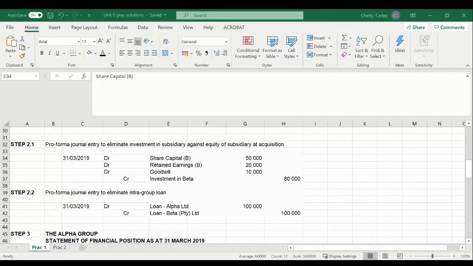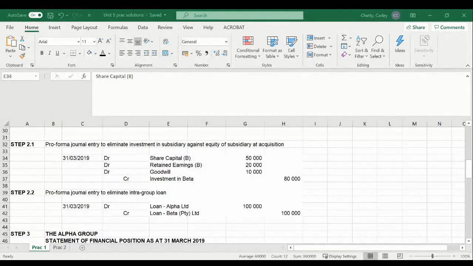What would the situation be if we had paid 60,000 Rand and the equity in Beta was 70,000? If Alpha had paid 60,000 Rand and the equity was 70,000 Rand, what would we do in that situation? Okay, Abdul has gotten it correct. We would have a gain on bargain purchase in that situation, and that would be recorded as a credit, gain on bargain purchase. Okay, well done.